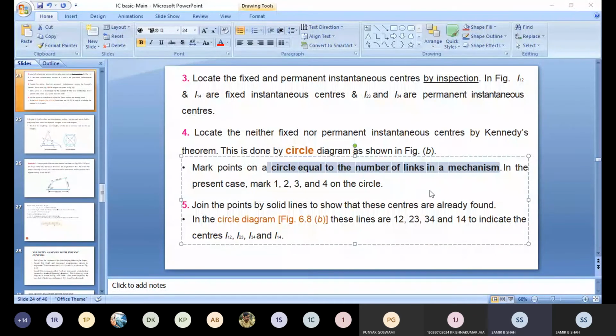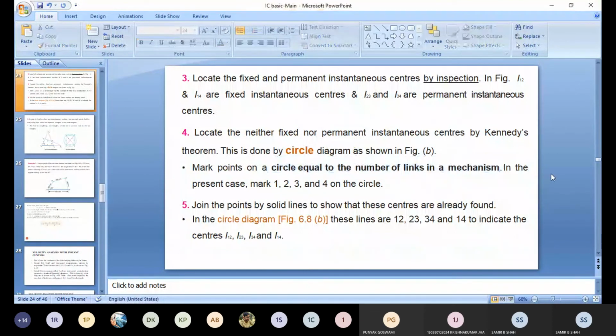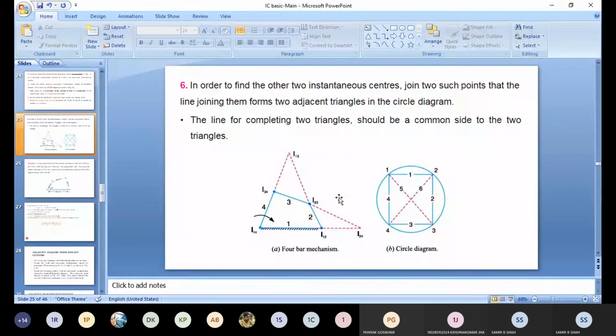After drawing that circle, there are four links, so we just draw the square or rectangle. So we are getting 1, 2, 3, 4. If we join 1, 2, it is called link 1. If I join 2, 3, then it is called link 2. If I join 3, 4, then it is called link 3. And if I join 4, 1, then it is called link 4. So it is very easy for us to draw it and join.